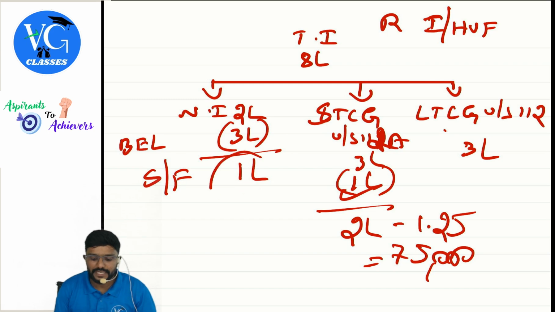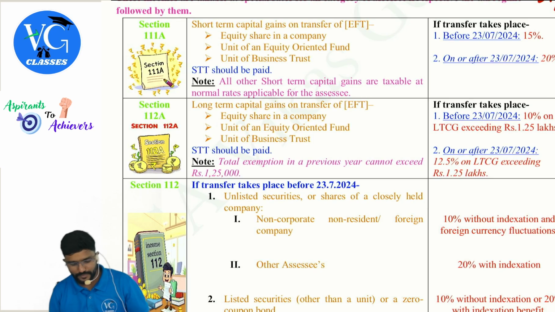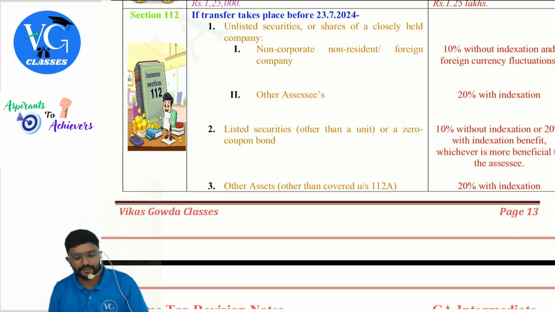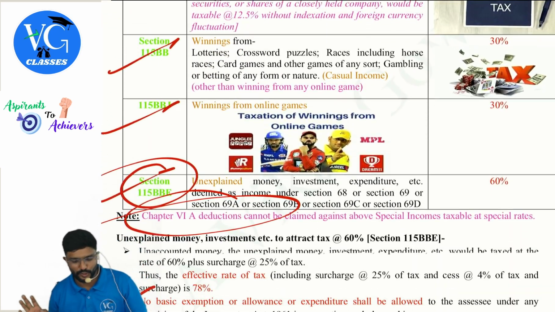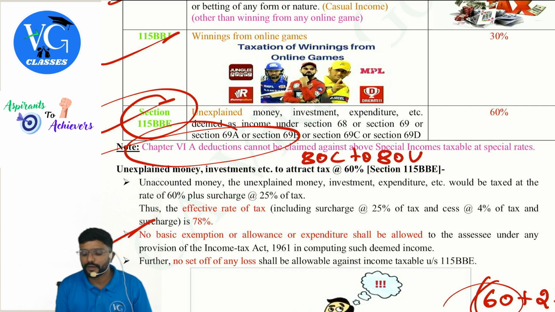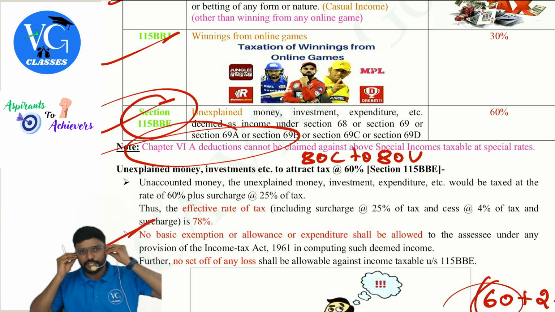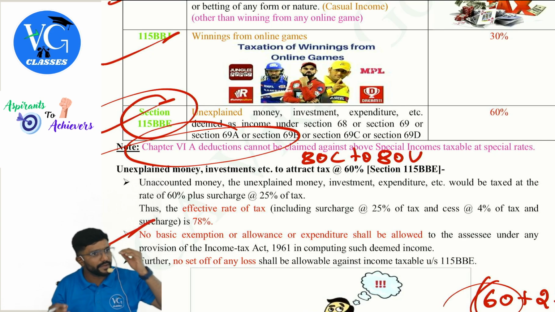Clear? So adjusting this 1 lakh when you have more than one category of capital gains income is your choice, guys. But this benefit is not available against casual income. And Chapter 6A deductions, guys, from section 80C to 80U, you cannot claim any of these deductions against special income. Against special income, you cannot claim any of the deductions under Chapter 6A.